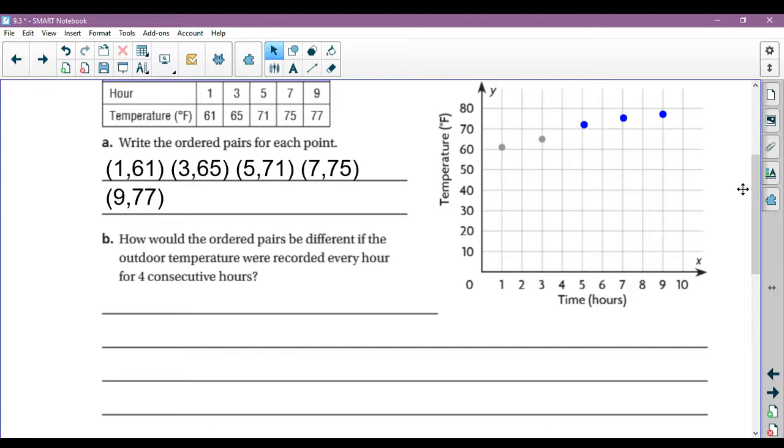So now letter B says, how would the ordered pairs be different if the outdoor temperature was recorded every hour for 4 consecutive hours? Well, in this case, they did it every other hour. But if you did it for 4 consecutive hours, you're just going to have 4 ordered pairs rather than the 5 that they have. That's really the only difference.